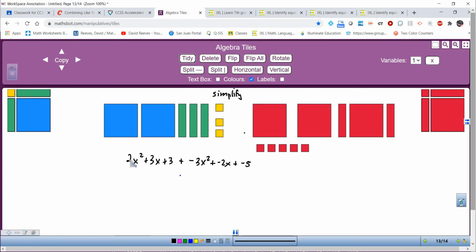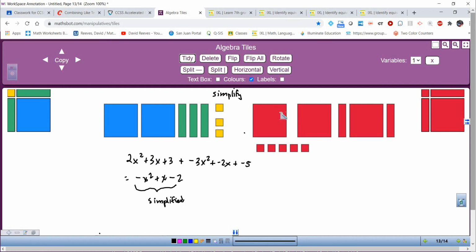So if we go back to what I had before, the answer again was negative x squared, right? Because I had one more negative than I did positive, right? Plus 1x, because I had 3 positives and 2 negatives, so I have 1 positive left. And then I have minus 2 because I had 3 positives and 5 negatives. All right, that would be the simplified expression for what we had here.